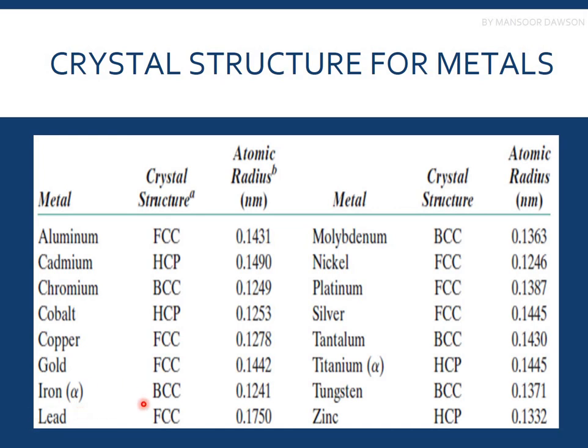Then we have lead, which has an FCC structure. Molybdenum has a BCC structure. Nickel, platinum, and silver have an FCC structure. Tantalum has BCC. Titanium alpha: here you can see that alpha titanium has an HCP crystal structure, but at a higher temperature this structure changes. Then we have tungsten with BCC, and zinc with the hexagonal close packing structure.